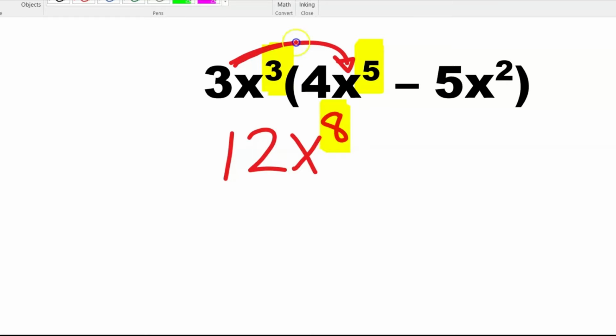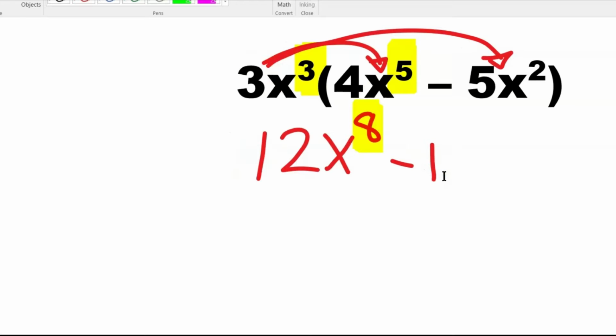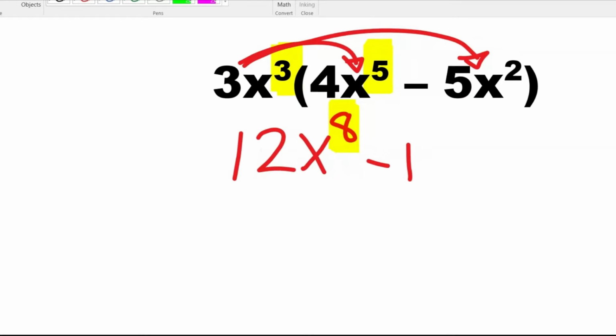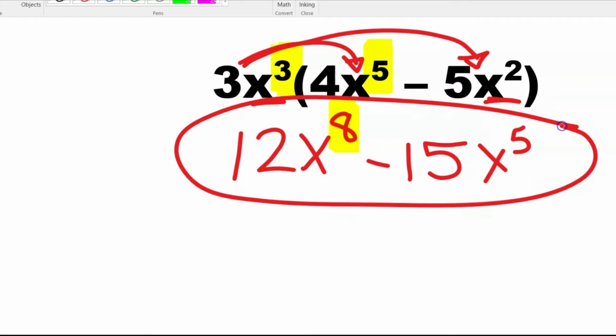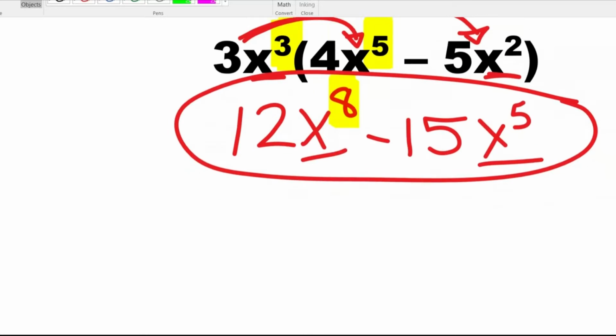All right, and I would distribute that again, 3x to the third times negative 5x squared. That would give me negative 15x to the fifth power, because I've got x to the third times x squared, and it's going to look like I'm just adding those exponents again. And this would be my final answer. Don't try to add those two terms together and get anything else, because x to the eighth and x to the fifth are not like terms. So those two terms would be my final answer.